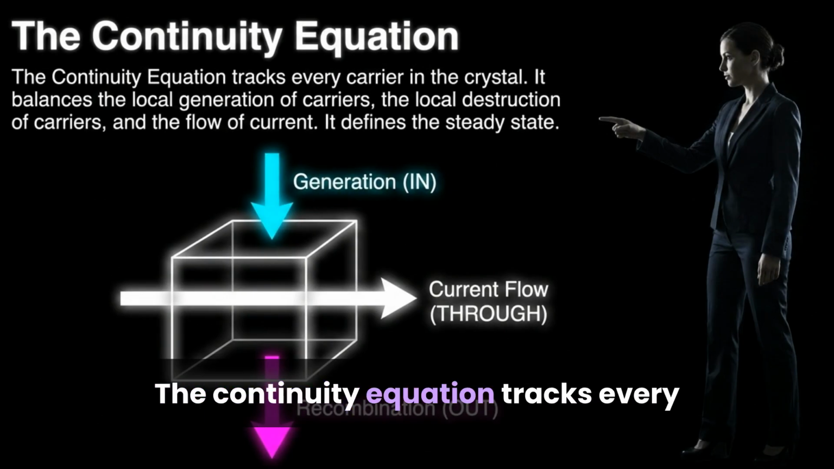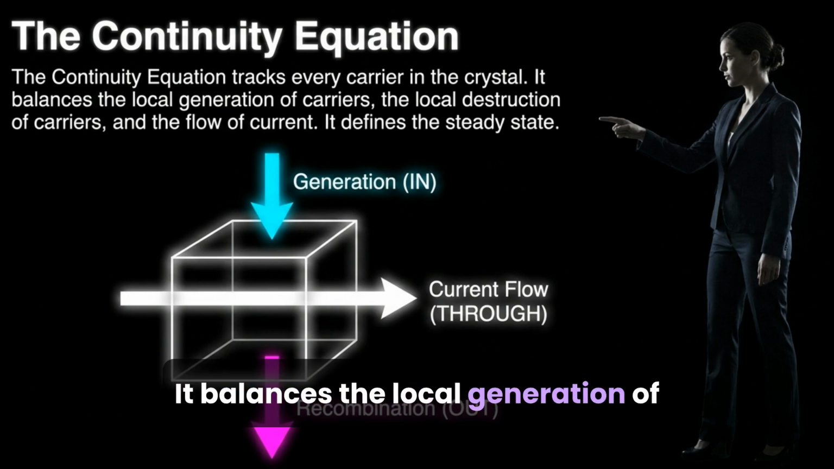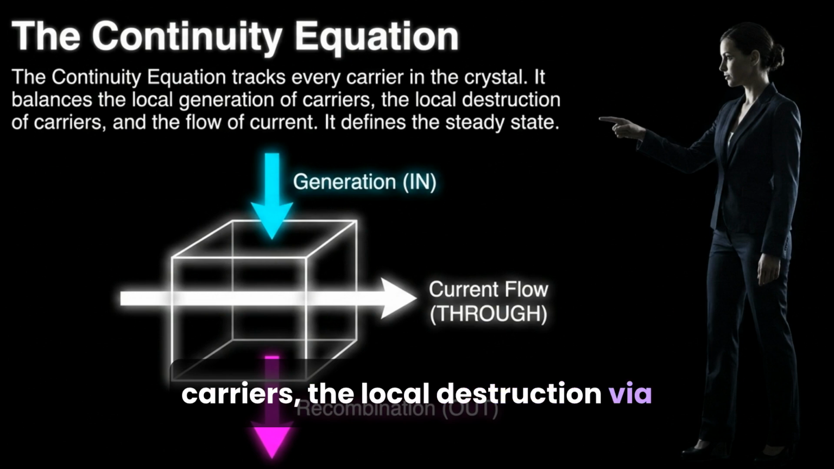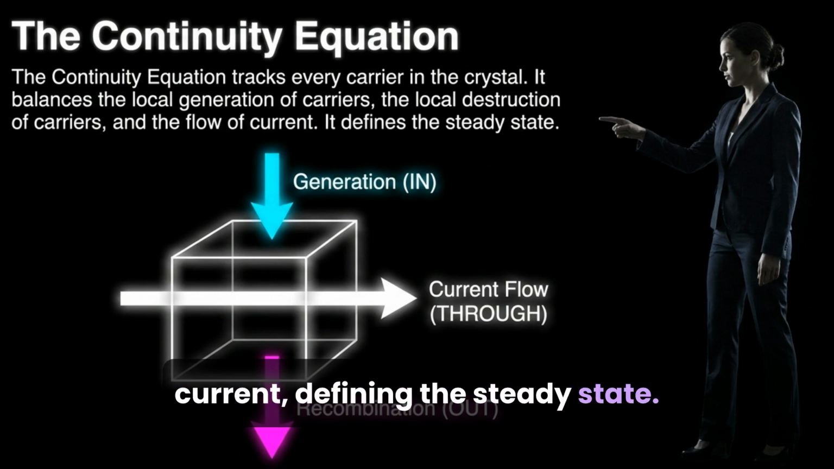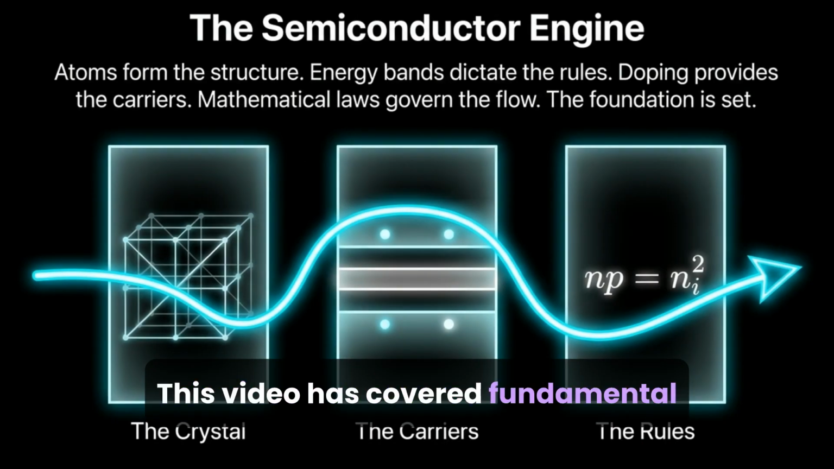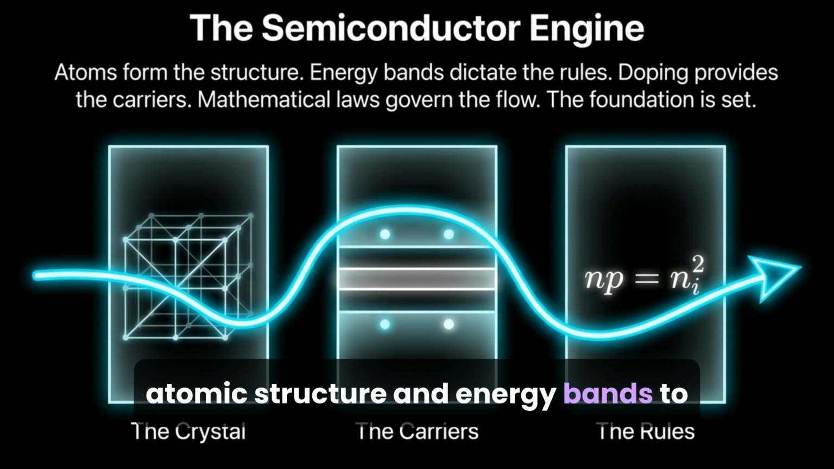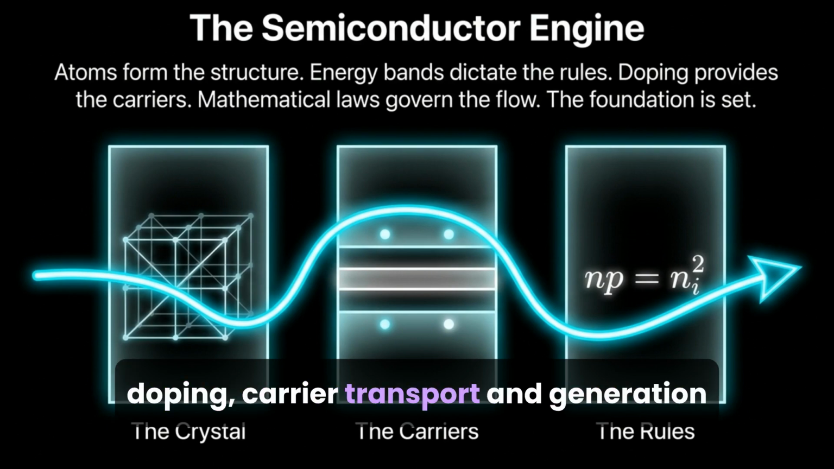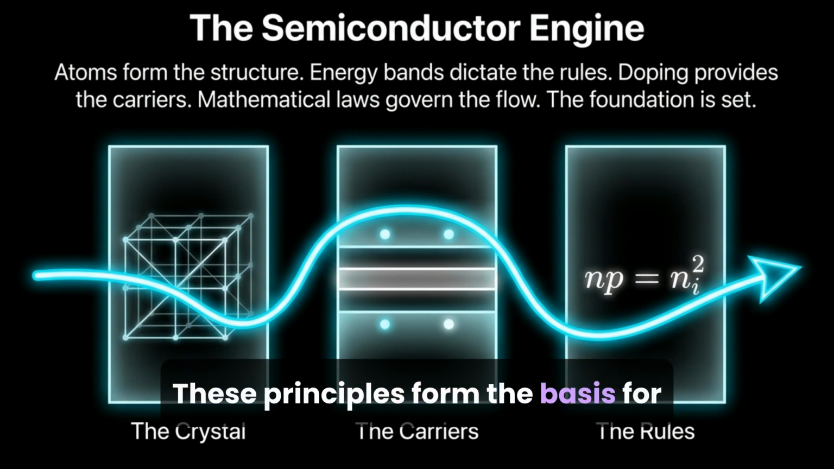The continuity equation tracks every carrier in the crystal. It balances the local generation of carriers, the local destruction via recombination, and the overall flow of current, defining the steady state. This video has covered fundamental concepts in semiconductor physics, from atomic structure and energy bands to doping, carrier transport, and generation recombination. These principles form the basis for understanding solid-state devices.